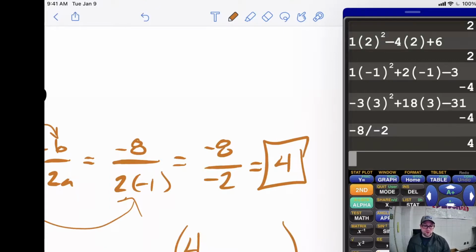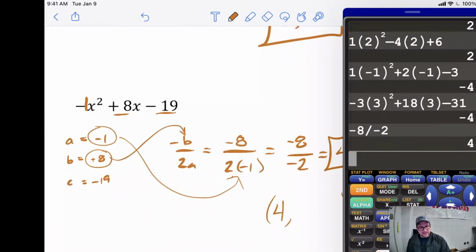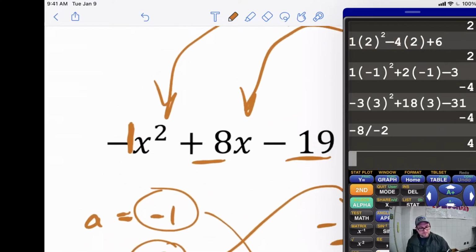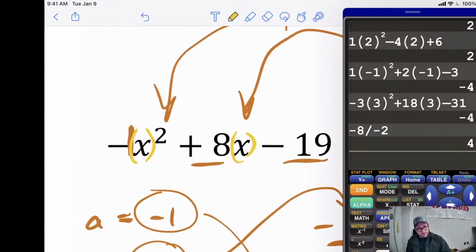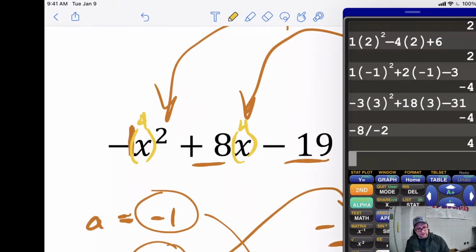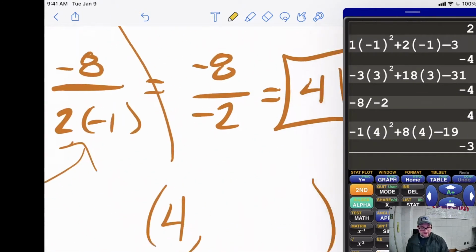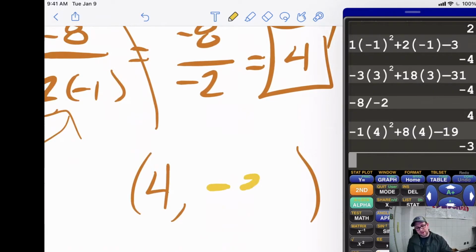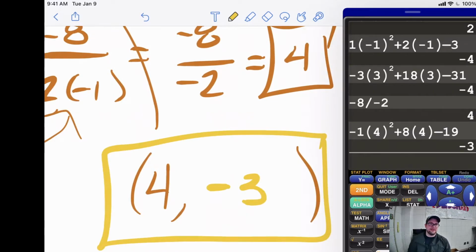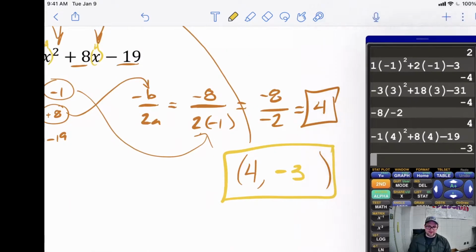To get the y-coordinate, we need to take 4 and plug it back in wherever we see an x. So I always tell my kids, come up here, draw in those parentheses so you don't miss them. What am I plugging in? I'm plugging in a 4. So I'm going to put a 4 there and a 4 there. So I'm going to have negative 1, parenthesis, 4 to the second power, plus 8, parenthesis, 4, and then minus 19. When I do that, I get a negative 3 that comes out. So I get negative 3 that goes right there. And that, ladies and gentlemen, is my vertex.